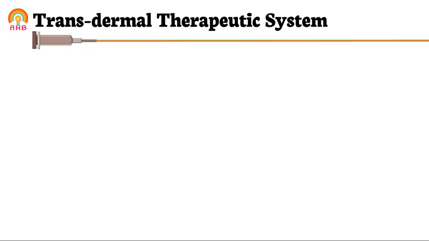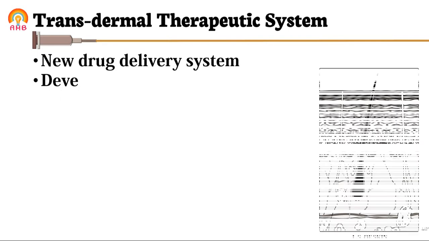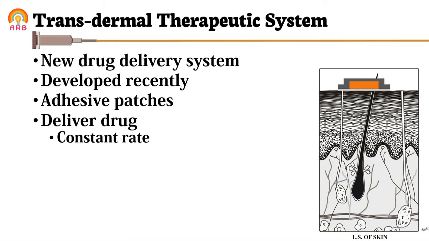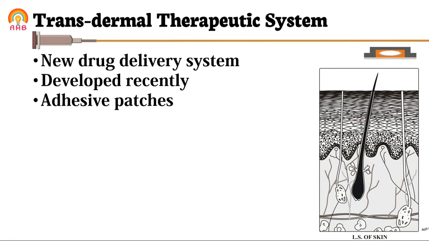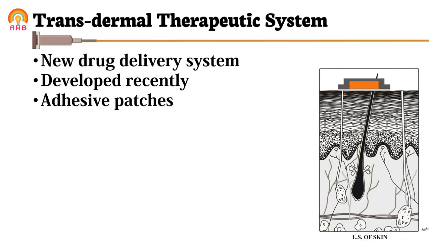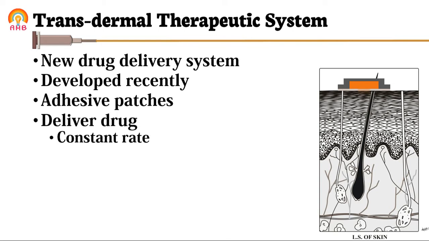Now we have to discuss about transdermal therapeutic systems. It is one of the types of new drug delivery systems, which are recently developed devices in the form of adhesive patches which deliver drug at constant rate into systemic circulation via stratum corneum. So here drug is incorporated in the form of adhesive patches which are applied on the skin, and from that drug it is continuously going to be absorbed, slowly going to be absorbed for longer duration. This system is called as transdermal therapeutic system.